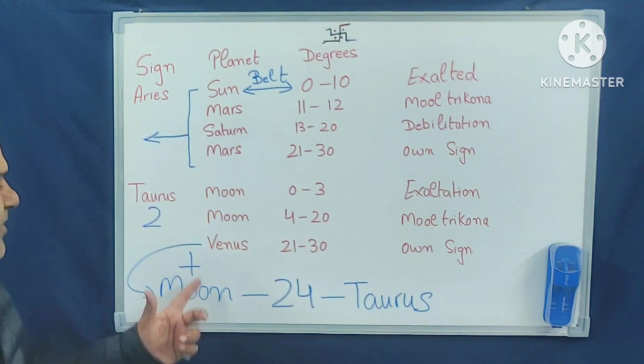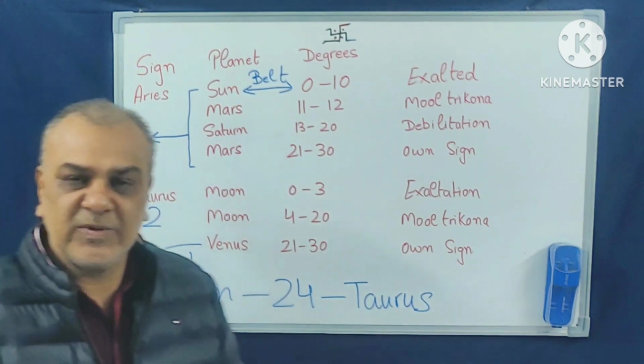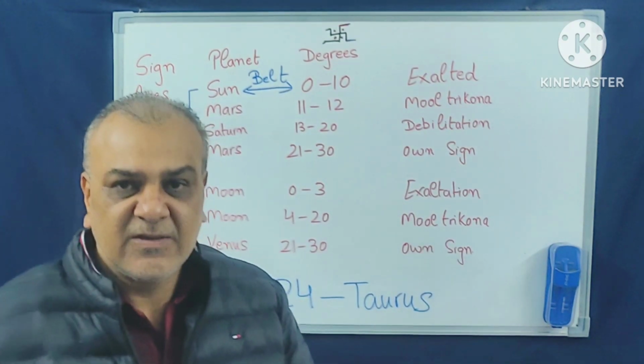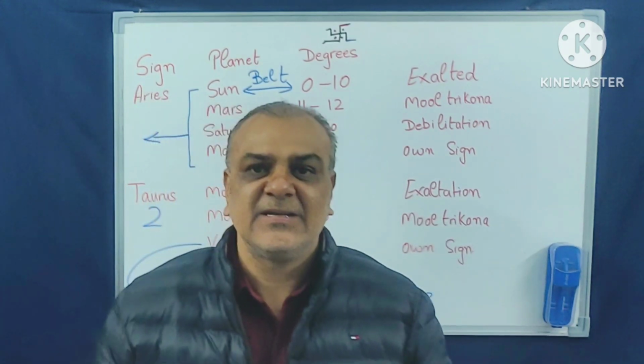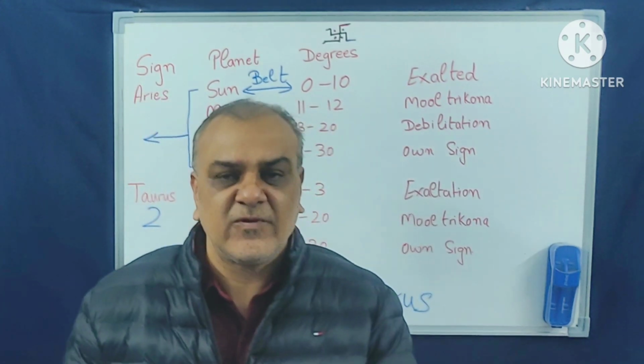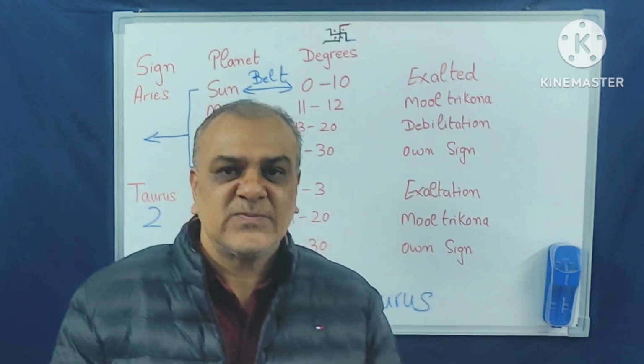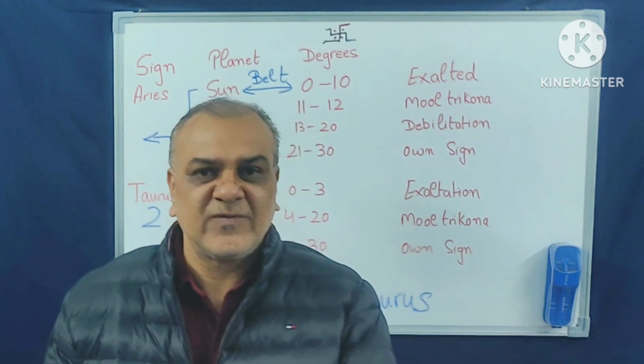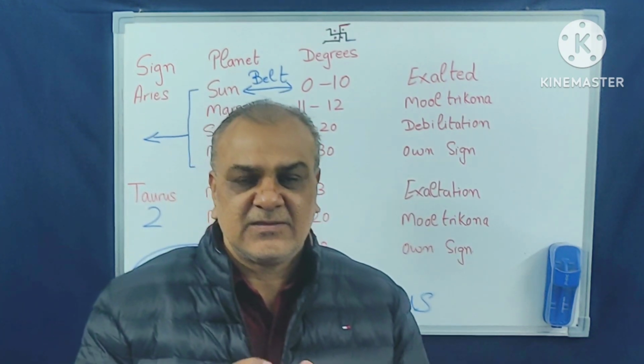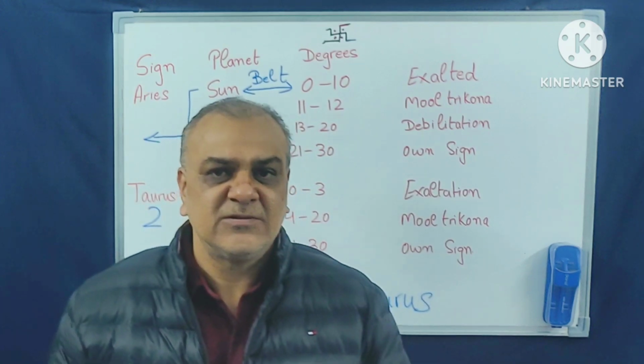So this will give a combination of Moon and Venus, and you can very quickly predict that this person will be fond of music, this person will be fond of arts, and you can say acting and all those things.